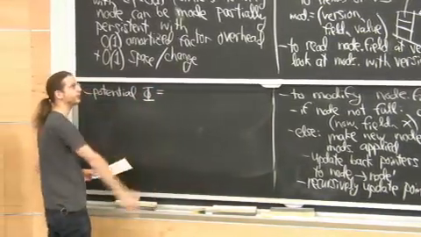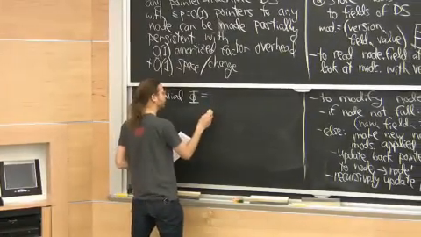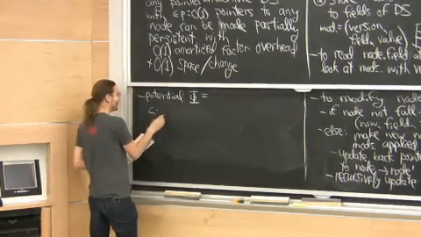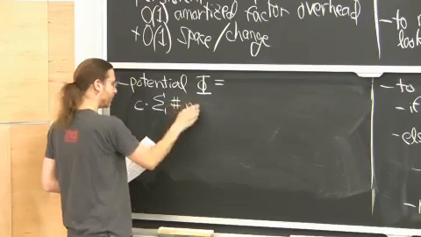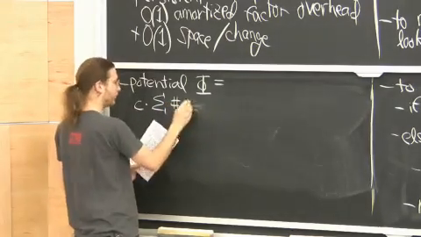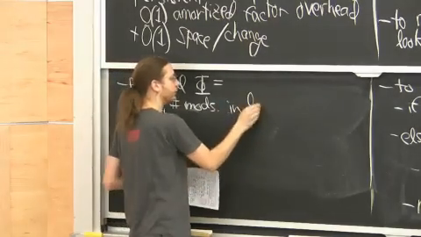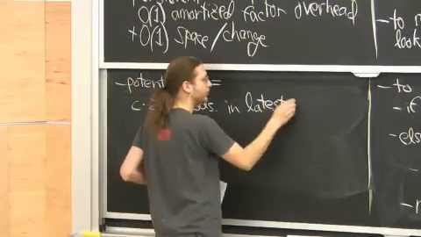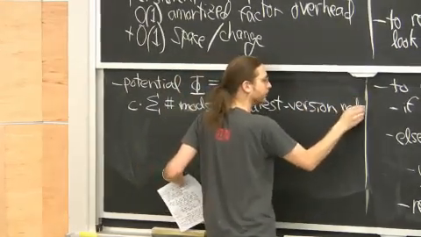Basically, the total number of modifications. Not quite the total. Almost the total. So I'm going to do C times the sum of the number of mods in latest version nodes.